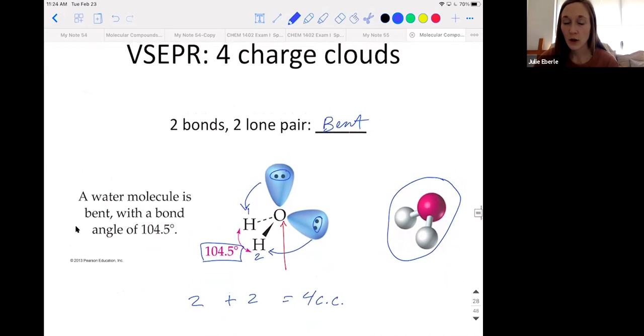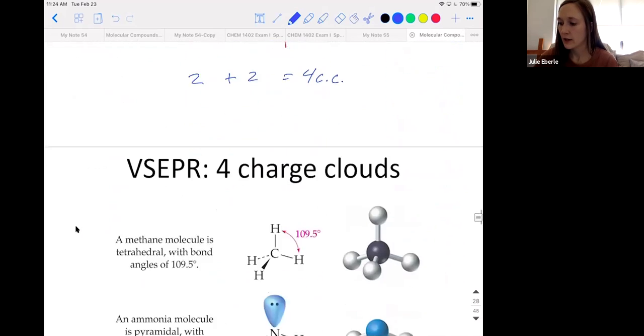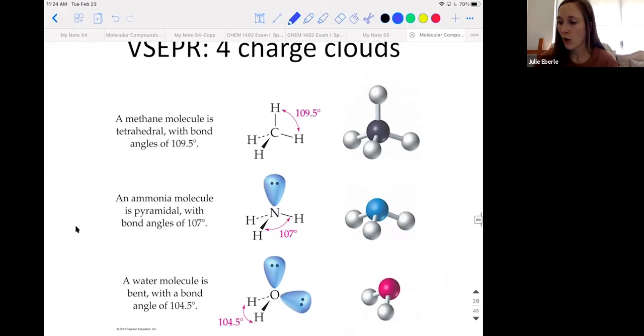Okay, questions on 4 charged clouds and how things add up to 4. We're going to look at a review slide and then we're going to do some examples after we talk about one more thing. So here's a review slide. All the different ways you can have 4 charged clouds. I'm not going to spend a lot of time here, but I just want to show you these are all the different things. Tetrahedral, pyramidal, and bent.